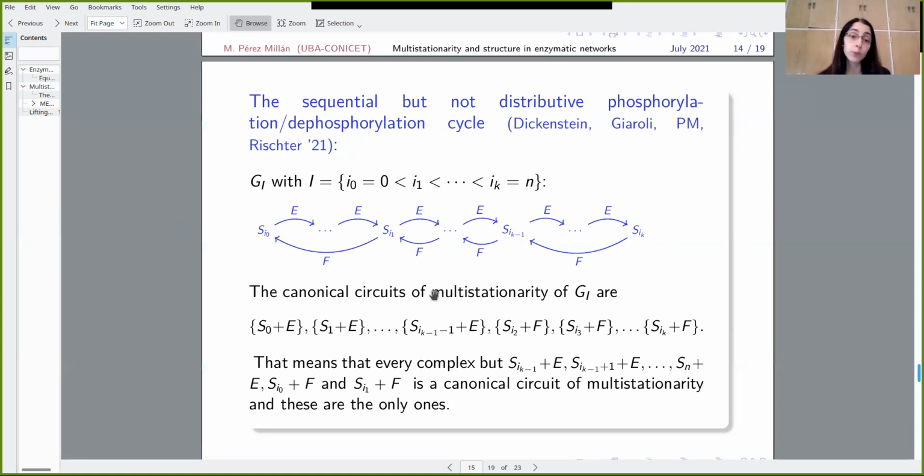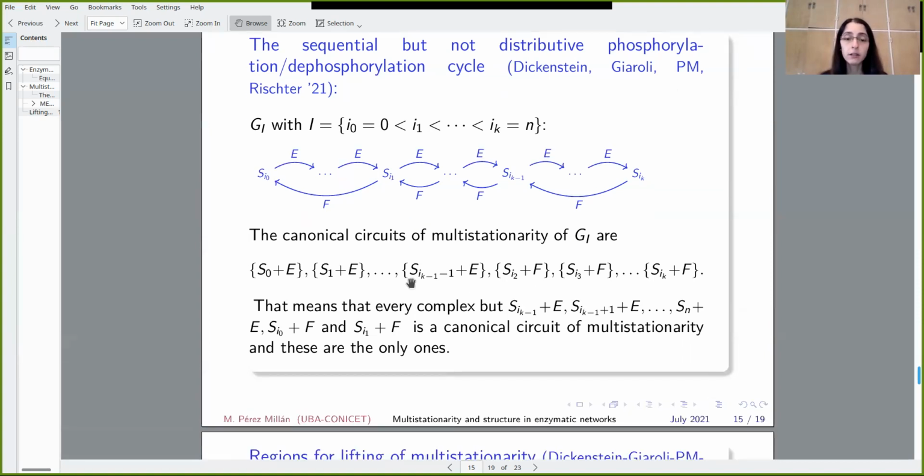So we proved that the canonical circuits of multistationarity of this network are: you can add an intermediate here, and you gain multistationarity, or here, and you gain, or here. But if you start adding here, then you do not gain multistationarity. And then if you go back, almost the same. So here, here, here, but here you don't gain anything.